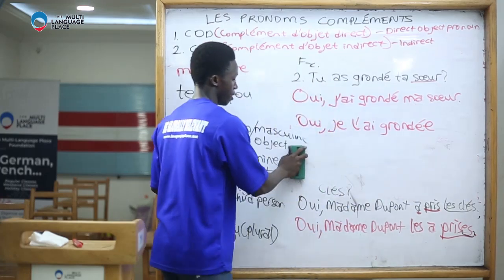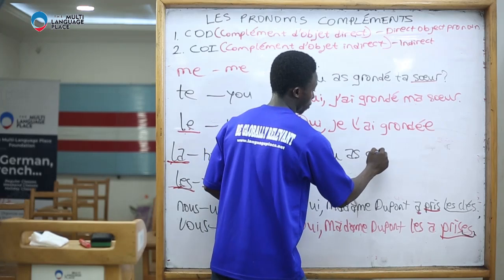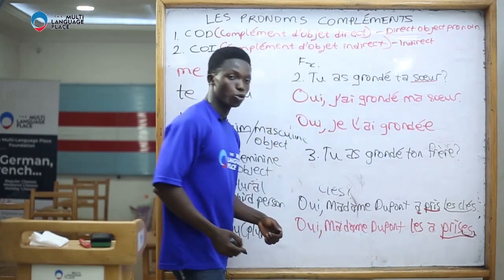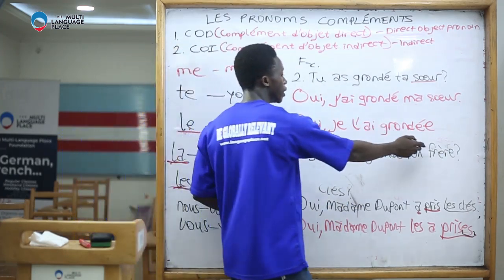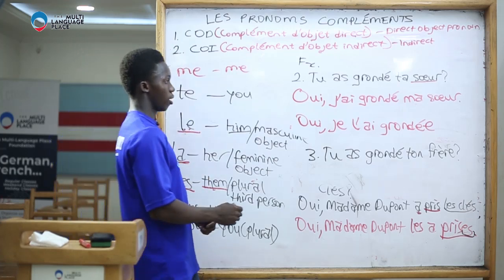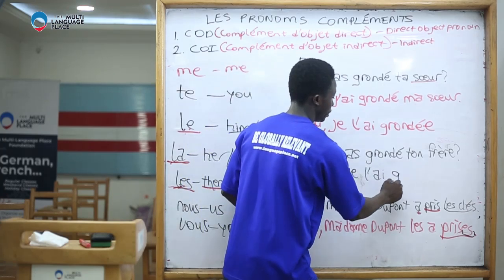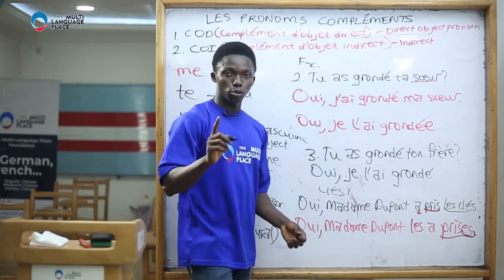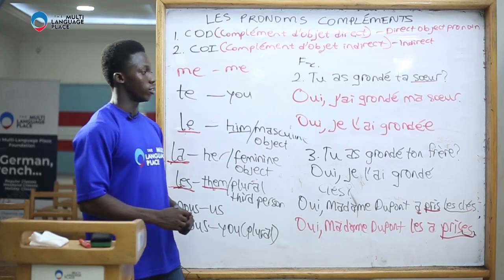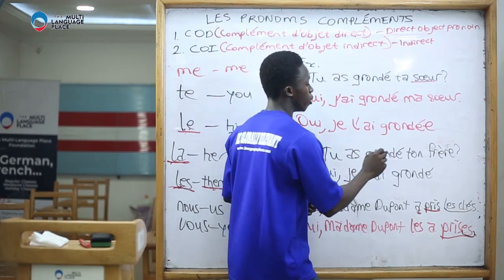But if we add a sentence like tu as grondé ton frère. Did you scold your brother? Remember, your brother is masculine. A masculine noun. So that would be le. That would have been oui, je l'ai grondé. But take note, I won't add anything. Why? Because it is masculine. So if it is masculine, you don't add anything. If it is masculine plural, you add S.